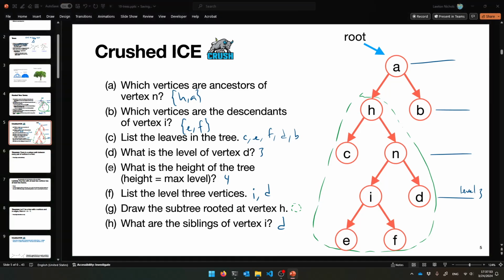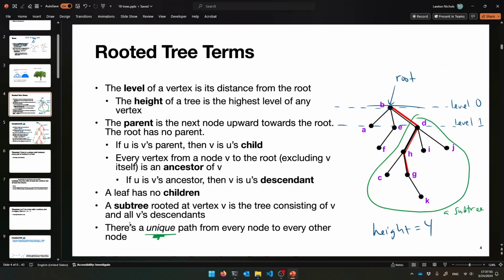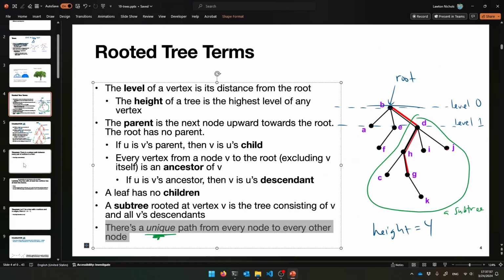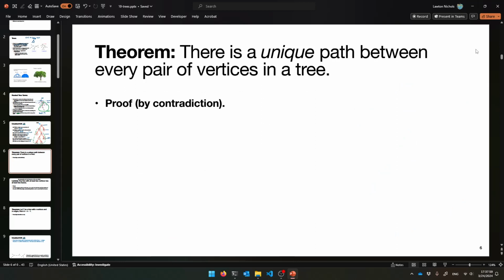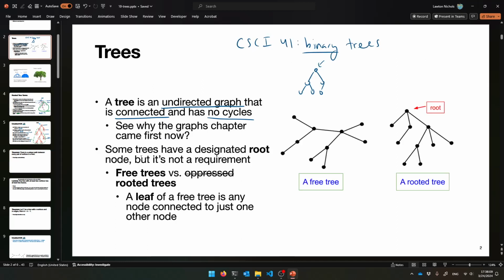Let me prove this one to you. I think we are going to prove it. There's a unique path from every node to every other node. Theorem: there is a unique path between every pair of vertices in a tree. And the reason this is going to work, remember the definition of tree. It's an undirected graph that is connected and has no cycle.